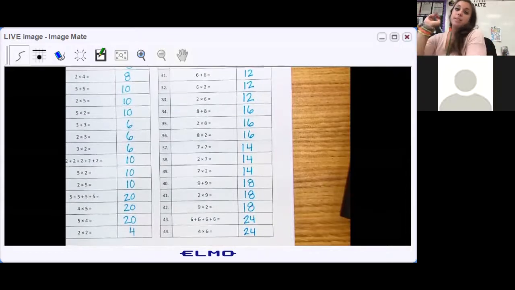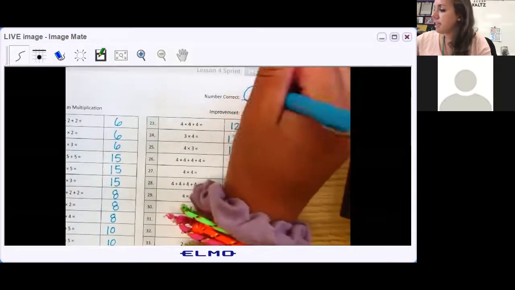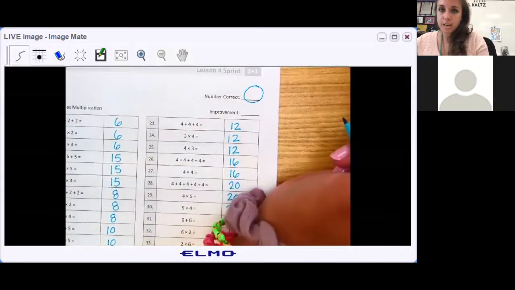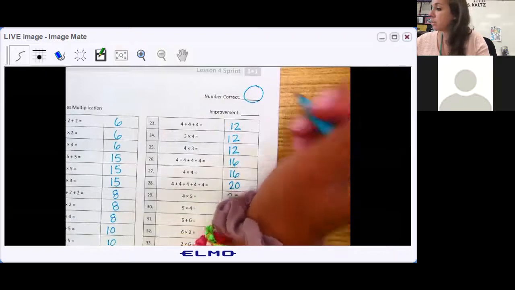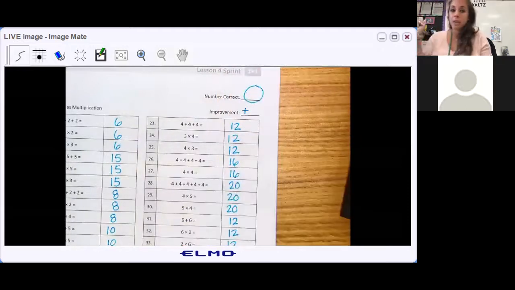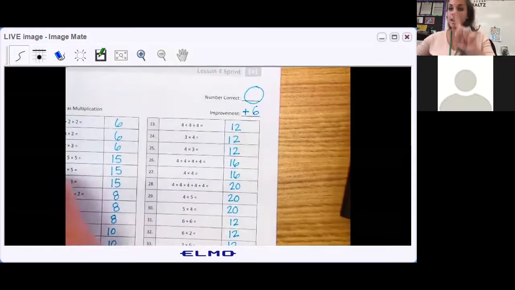If you need to pause the video, you can, and you need to write it up here. And then hopefully you did better than you did on your first sprint. In that case, I want to know how many better. So you're going to put plus how many you improved. So if you had 10 the first time, and the next time you had 16, that means you would have improved by 6. 10, 11, 12, 13, 14, 15, 16. Okay.